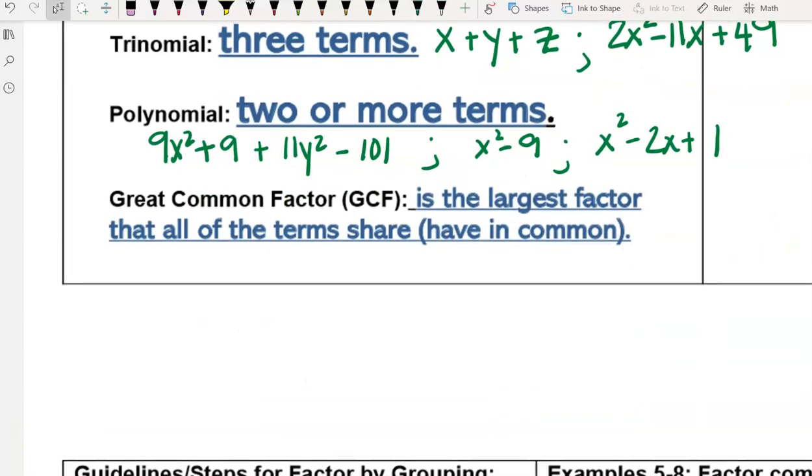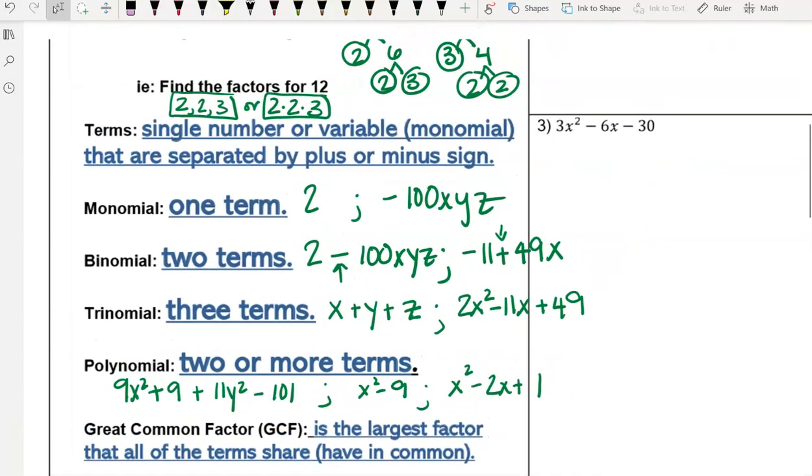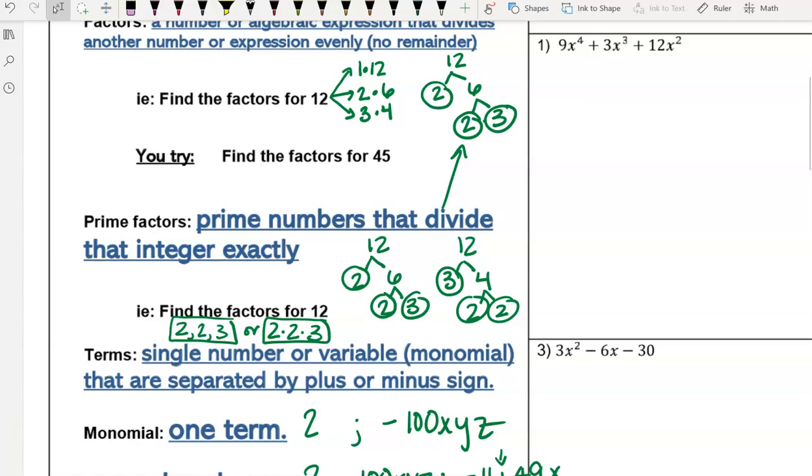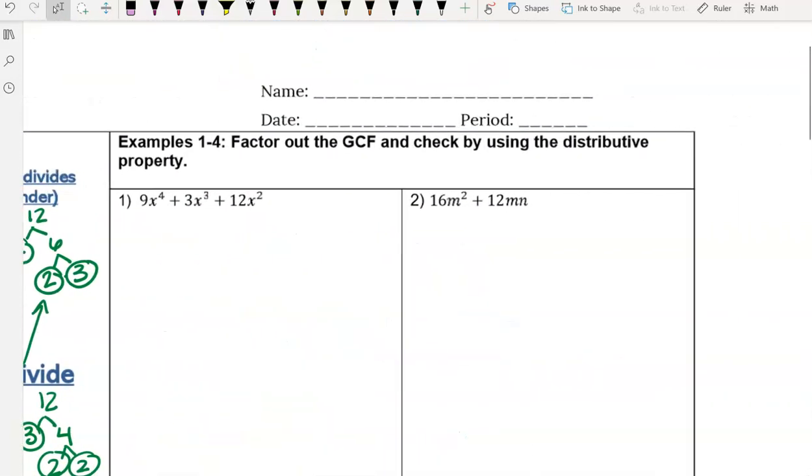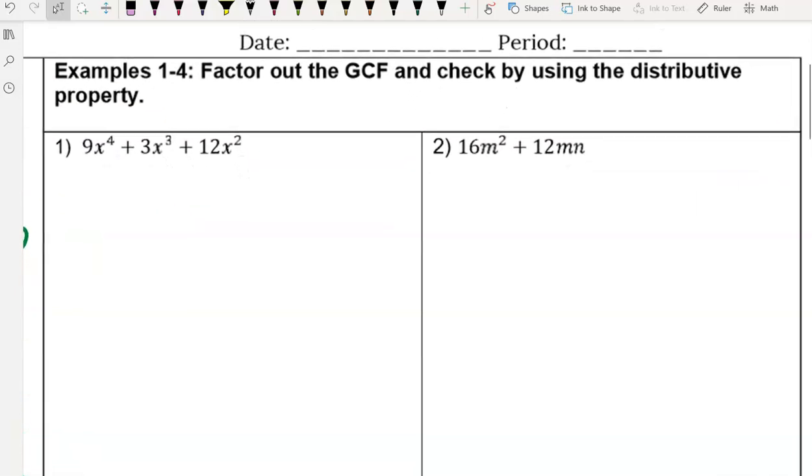Greatest common factor, in class I'm just going to say GCF, which is the largest factor that all of the terms have in common. Okay, so if you need to pause and write this down, please do so. Okay, so let's go to examples 1, 2, 3, and 4. So our directions for examples 1 to 4: factor out the greatest common factor, and check by multiplying.